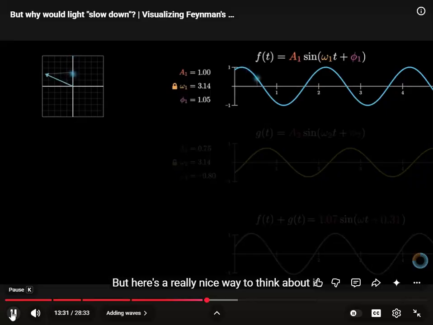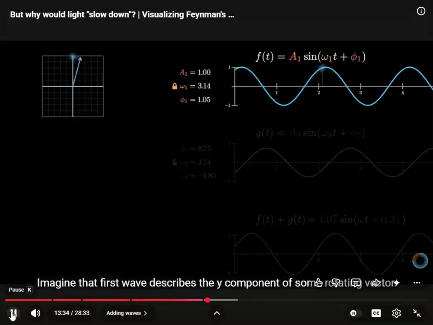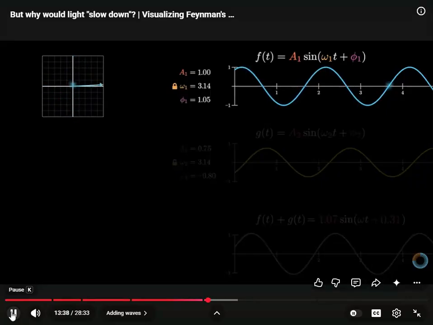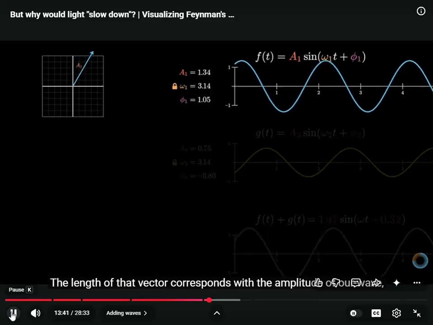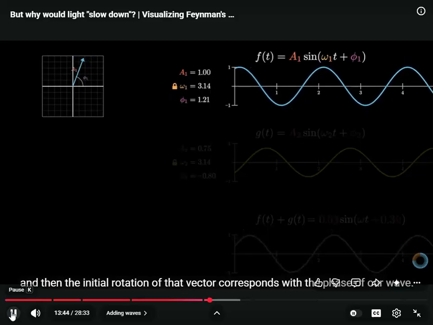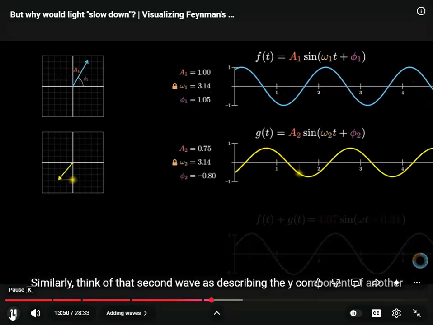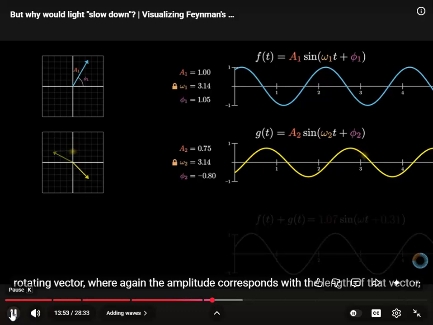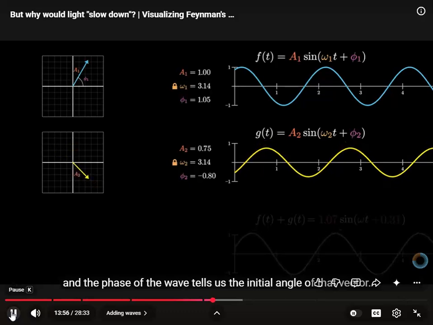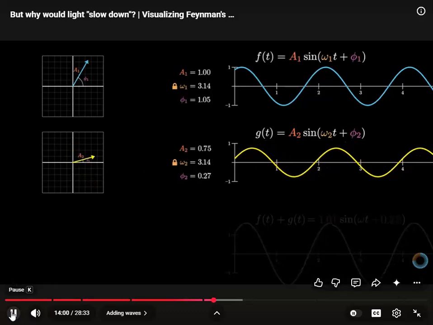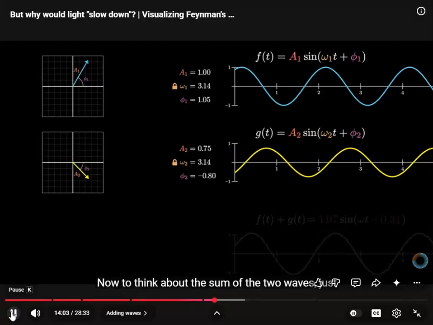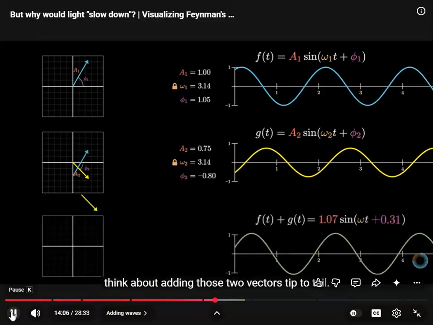But here's a really nice way to think about it. Imagine that first wave describes the y component of some rotating vector. The length of that vector corresponds with the amplitude of our wave, and then the initial rotation of that vector corresponds with the phase of our wave. And then similarly think of that second wave as describing the y component of another rotating vector, where again the amplitude corresponds with the length of that vector, and the phase of the wave tells us the initial angle of that vector. Now to think about the sum of the two waves, just think about adding those two vectors tip to tail.